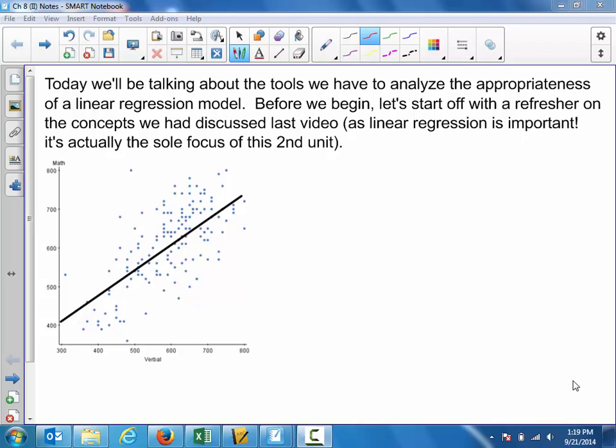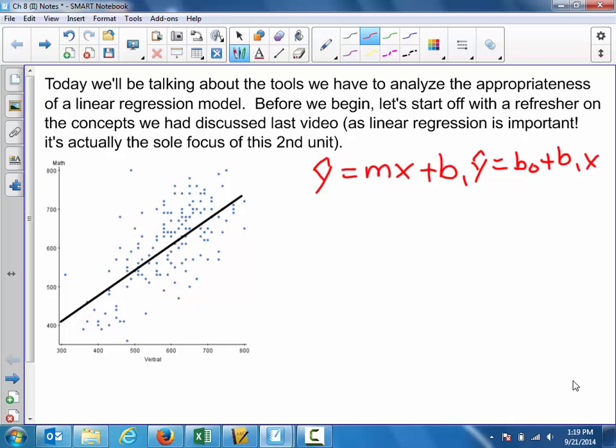We've got the linear regression model we know is in the form y hat equals mx plus b, or some of you guys have seen this in the book already. You'll see it as y hat equals b naught plus b1x. These mean the exact same things. They are just two different ways to represent the linear regression line. In the first, m is your slope, b is your y-intercept. In the second, b naught is your y-intercept, as it's not the coefficient for your x variable, and b1 is the slope, as it is the coefficient for your x variable.